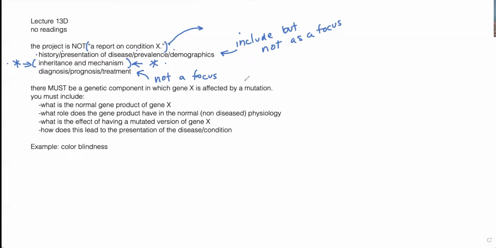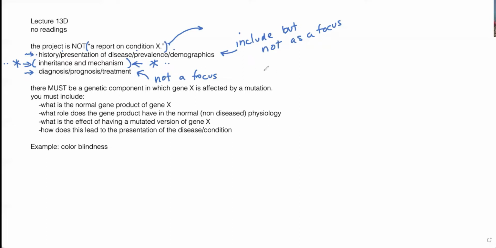It would make complete sense for you to include all of this stuff and all of this stuff. But again, if you make that the main focus of your presentation and only spend a little bit of time talking about the mechanism, that's not going to achieve the objectives of this presentation. Okay?